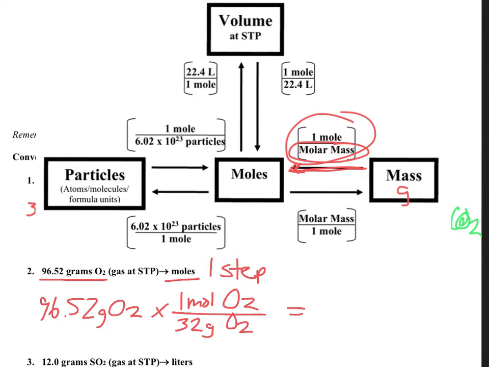Now that I have that, I should be pretty set up. Double check, do the units cancel? Yes. I'm left in moles, which is what I wanted. And when I multiply by 1 on top and divide by 32 on the bottom for my starting number, I end up with 3.02 moles of oxygen. Double check your calculator work, make sure you get the same answer.